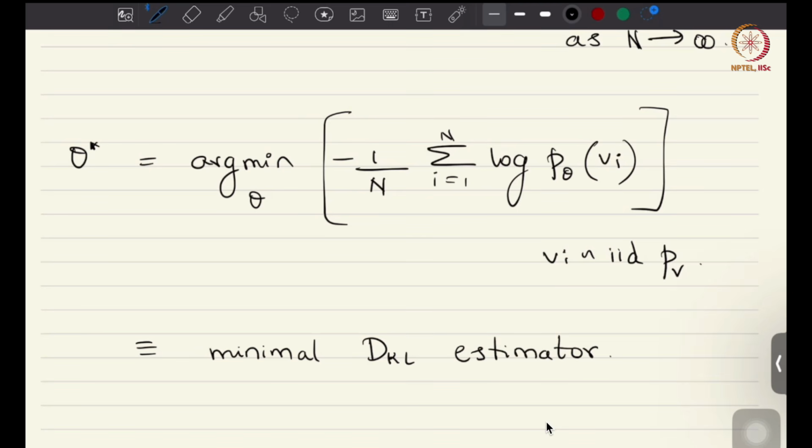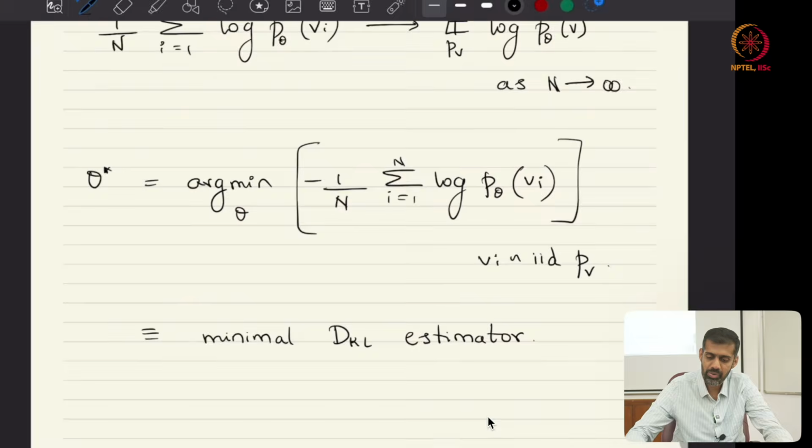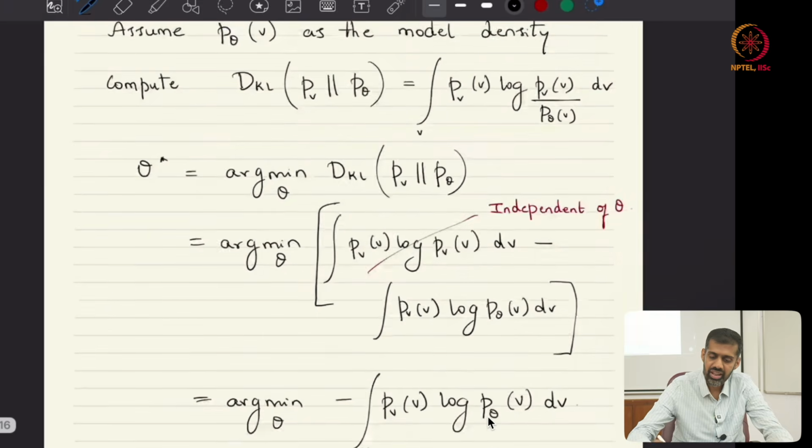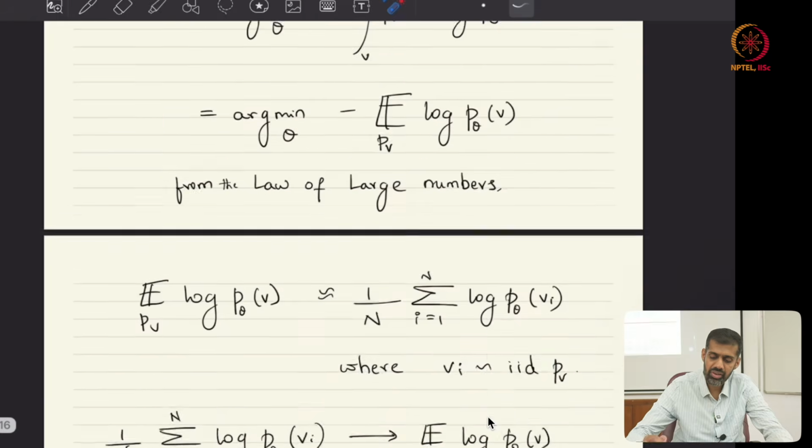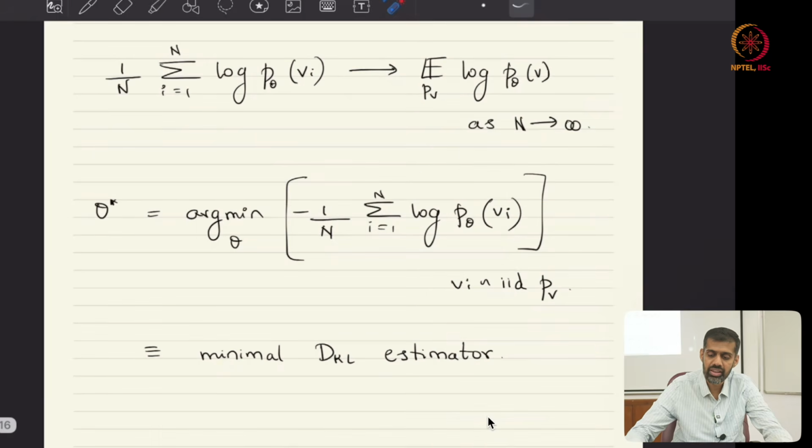Makes sense, right? Because if you trace back what we did, we started from the definition of KL divergence. The estimator that we have gotten for the parameters theta is the one that minimizes the KL divergence between the true distribution and the model distribution. What do the indices K and L stand for? They are the names: Kullback and Leibler, two people.